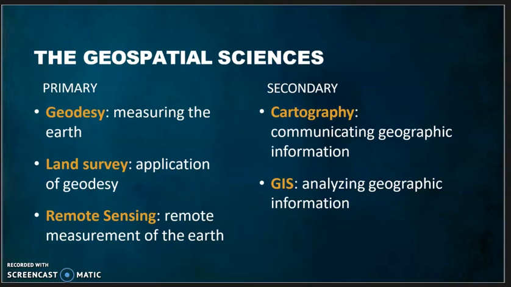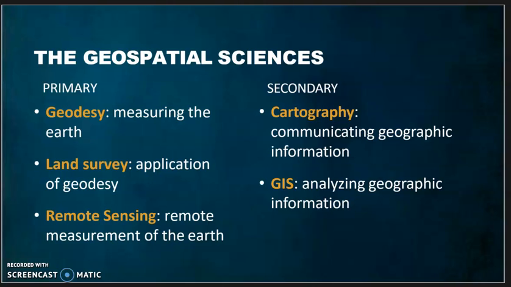Geodesy is a branch of applied mathematics. It is the science of measuring and representing the size and shape of the Earth, the exact position of points on Earth, and the study of Earth's gravitational and magnetic fields as they change over time. Geodesy is the foundation, quite literally, upon which all other geospatial science stands.